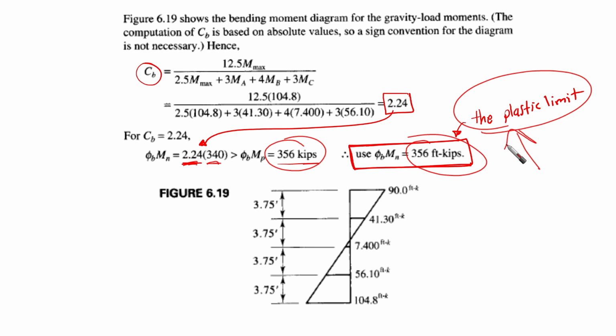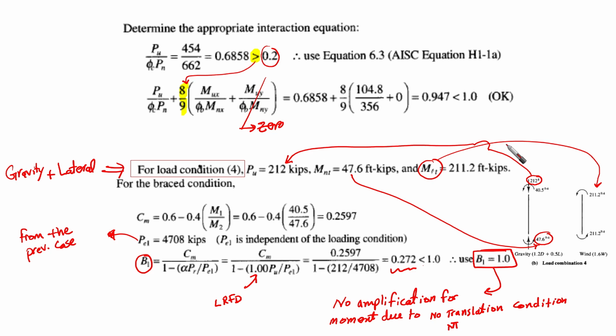Okay? Now let's go to the next. Now determine the appropriate interaction equation. We know everything now. We know P ultimate over phi C times Pn. Already we got this before from the combination. And this 1662, already we have obtained it. This is for the column, from the column load tables. Found this value is 0.6 something, larger than 0.2. Do you remember what we have said? So this means that the axial load is dominant.